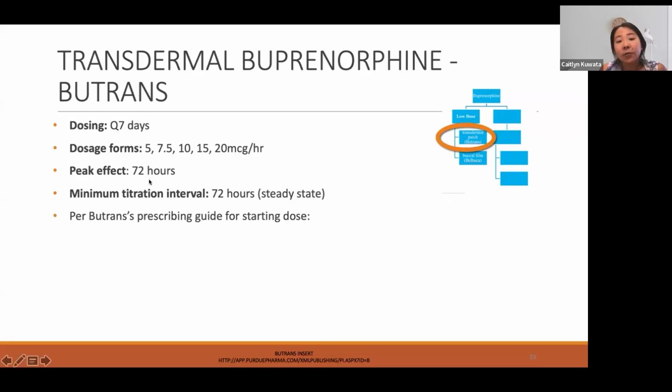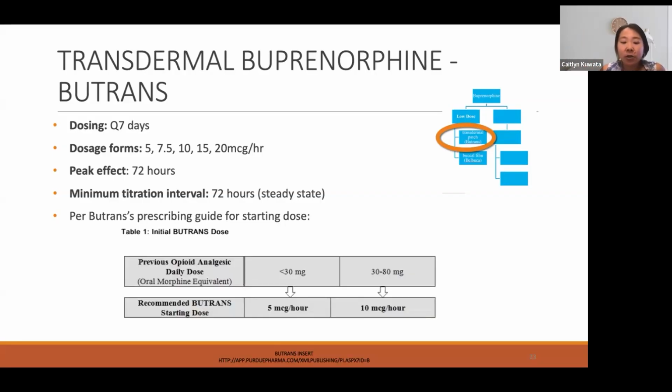It takes 72 hours to reach peak effect, so it does not work right away in full strength. And this is important when you're counseling your patients because they're going to expect it to work right away, right? They want pain relief, and you have to explain to them that it takes time to build up, so they don't just get rid of it or give up right away just because they don't feel the full effect. Because of that, it takes 72 hours to reach steady state. So the soonest you would want to change your dose is after 72 hours. You wouldn't want to do it any sooner because it's still ramping up.